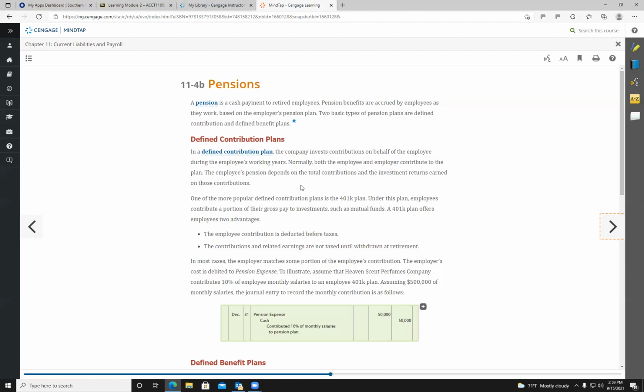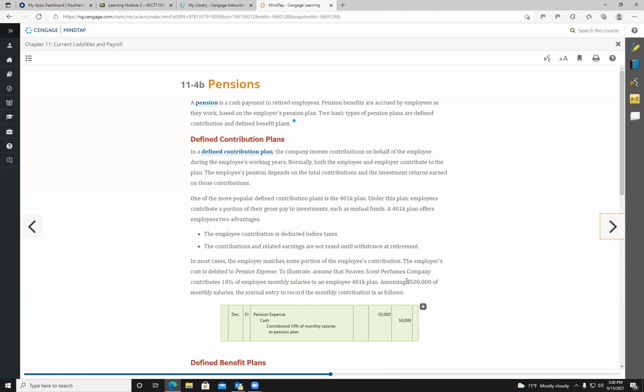Under this plan, employees contribute a portion of their gross pay to investments such as mutual funds. A 401k offers employees two advantages. The employee contribution is deducted before taxes, so that reduces your tax liability. And contributions and related earnings are not taxed until withdrawn at retirement. So as you're earning, you're not paying any taxes on it. It's taken out before taxes, which reduces your gross taxable income, and you don't have to pay taxes on that amount until you start withdrawing at retirement. In most cases, the employer matches some portion of the employee's contribution.